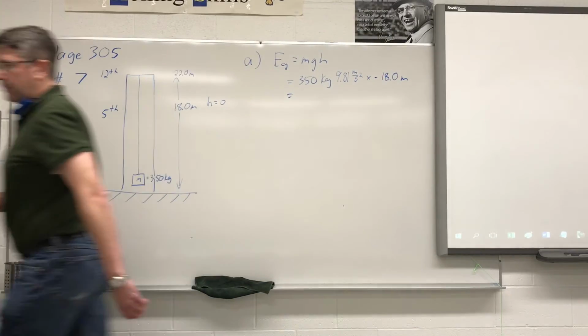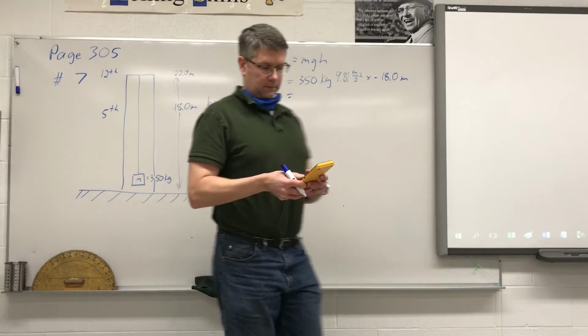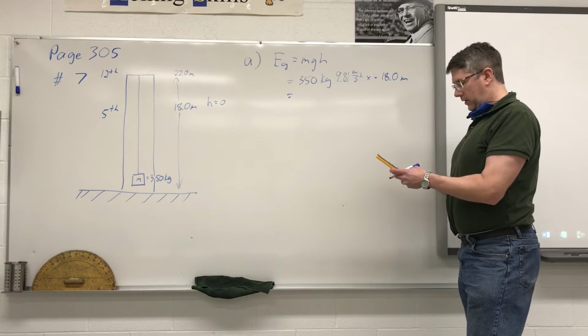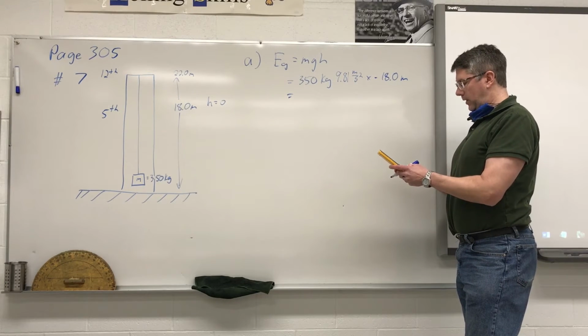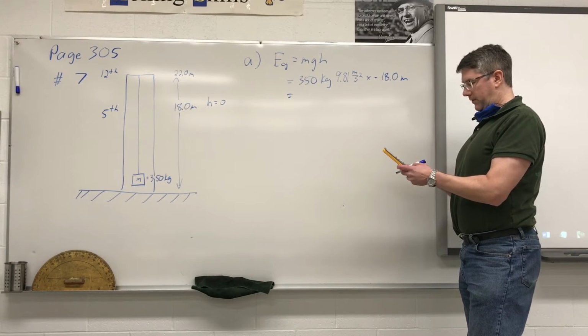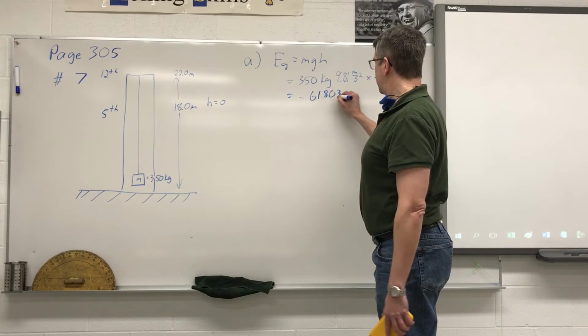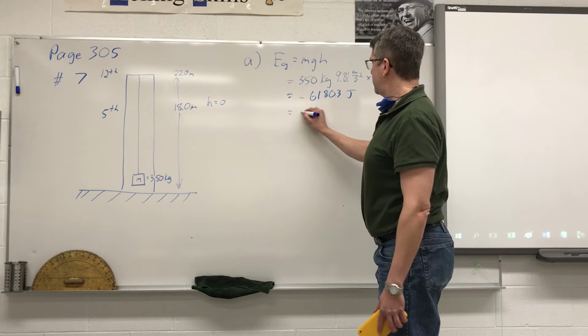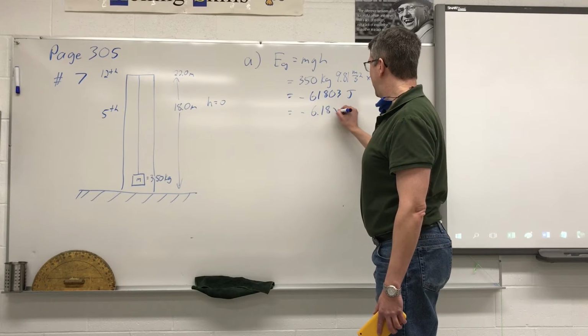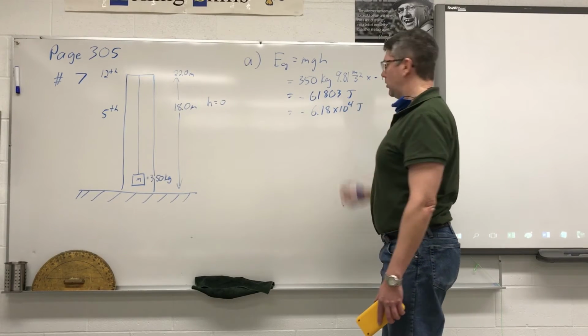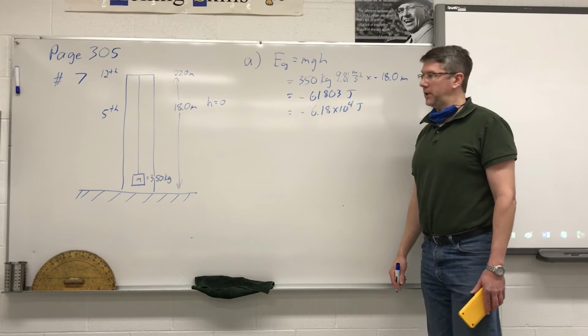Plug that into our calculators. And we get a value of 350 times 9.81 times negative 18 gives me negative 61803 joules of energy. So that'll be negative 6.18 times 10 to the power of 4 joules of energy.